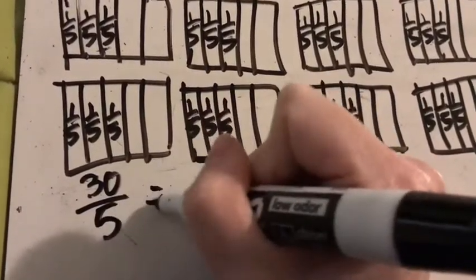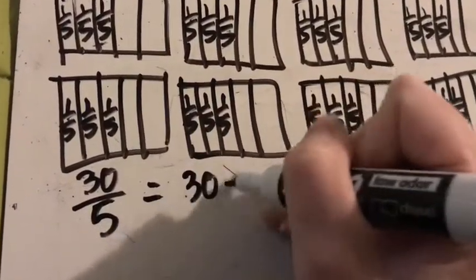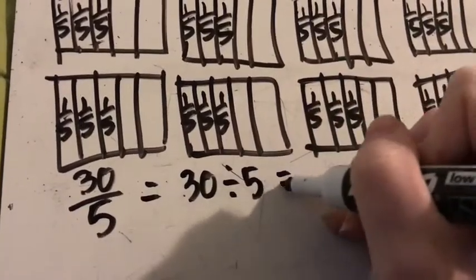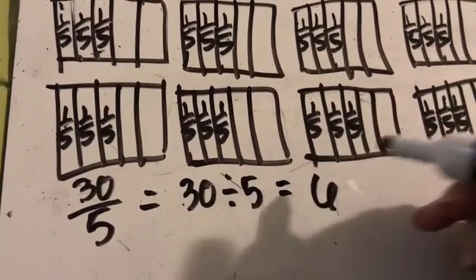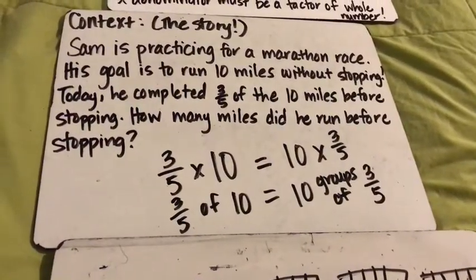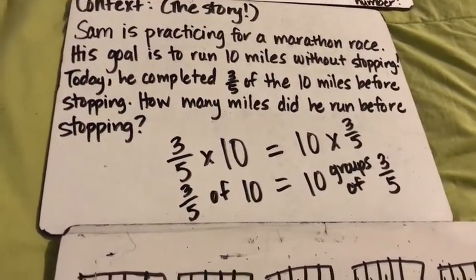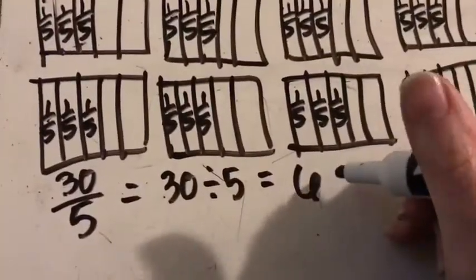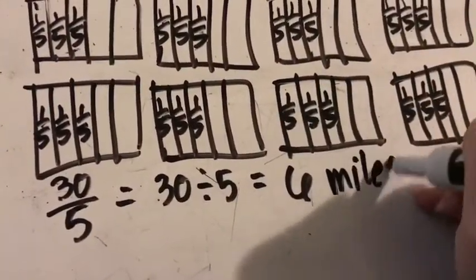30/5. That's the same as 30 divided by 5, and 30 divided by 5 would be 6. So for this problem, Sam is practicing for a marathon race, and it's asking how many miles did he run before stopping. This 6 would represent 6 miles.